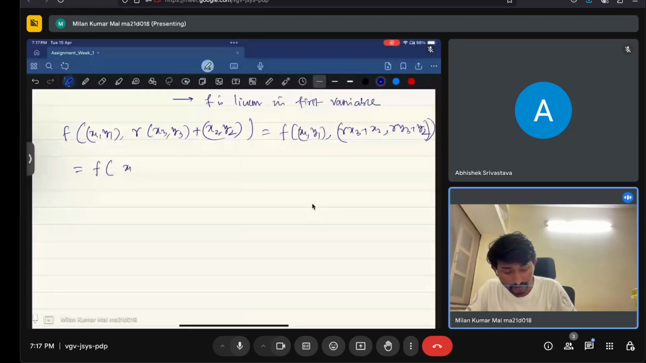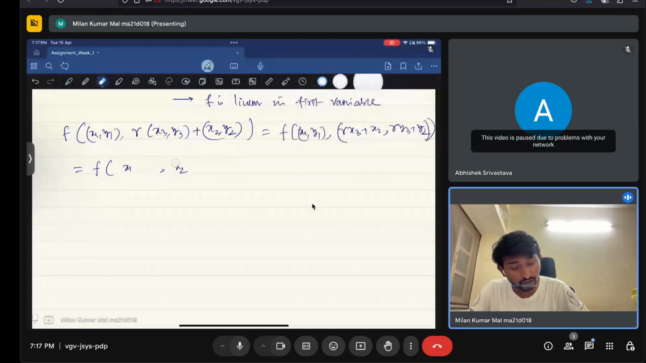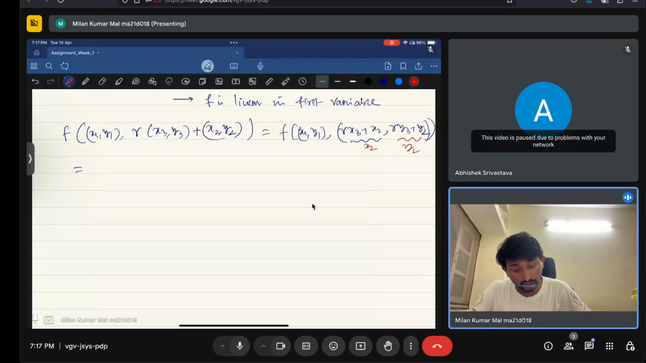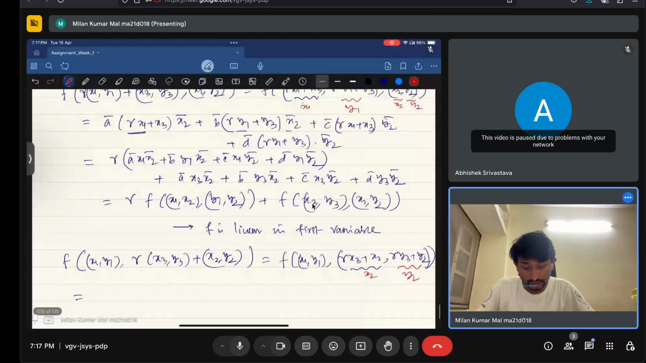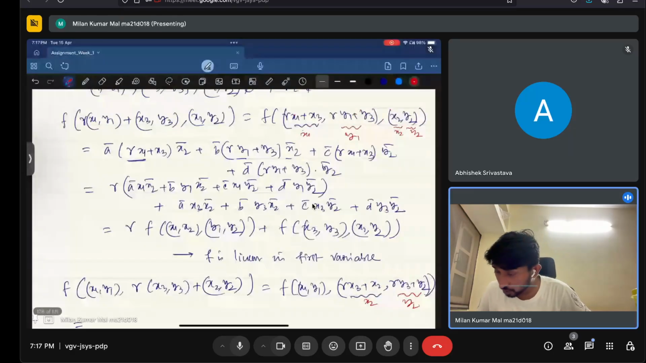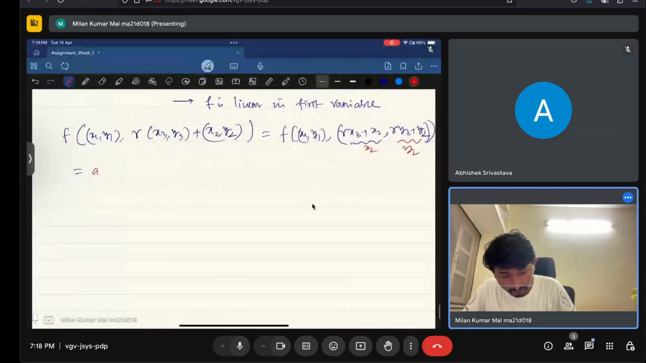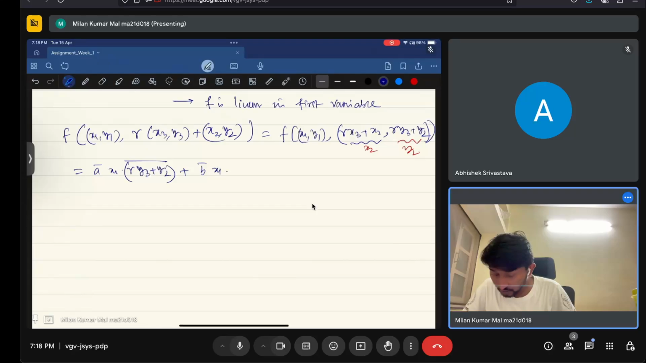gamma x3 minus x2, sorry, not minus. So I have to now use this one as the new x2 and this one as the new y2. So now I have to use the formula, what it says. From the formula, a bar x1 by formula x1 into x2 bar. X2 bar is gamma y3 plus y2 bar plus b bar x1 into y2 bar.